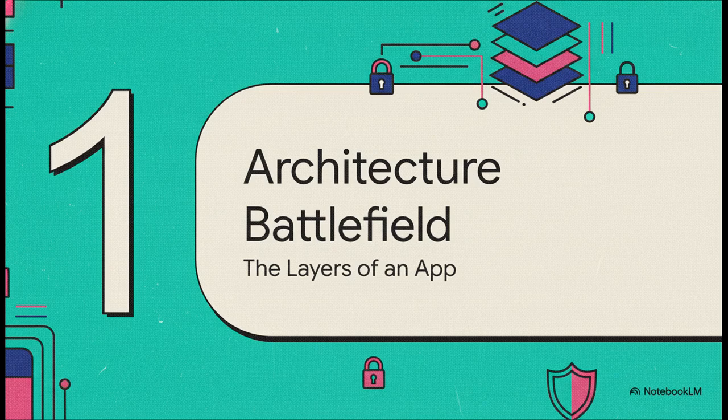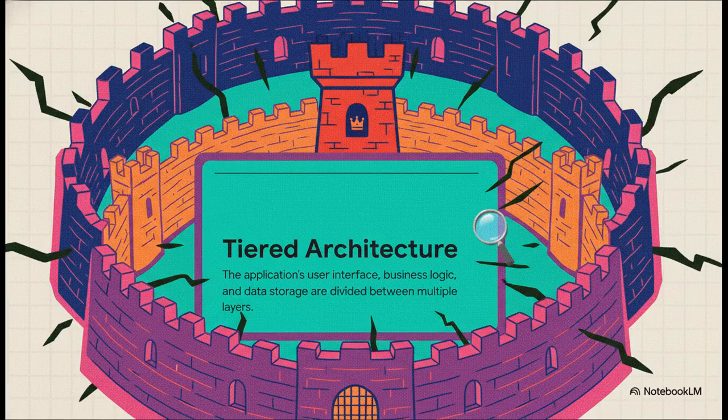To really understand how to attack an application's architecture, we first need to get a handle on how modern applications are built. And the most common pattern you'll see out there is something called a tiered architecture. The easiest way to think about this is like a medieval fortress. You've got your outer wall, that's the presentation layer that the user sees and interacts with. Then you have the inner courtyard, that's the application layer, where all the real thinking and business logic happens. And finally, you have the central keep, the most protected part. That's the data layer, where the crown jewels, all your information, are stored. Each layer, in theory, should provide its own distinct line of defense.